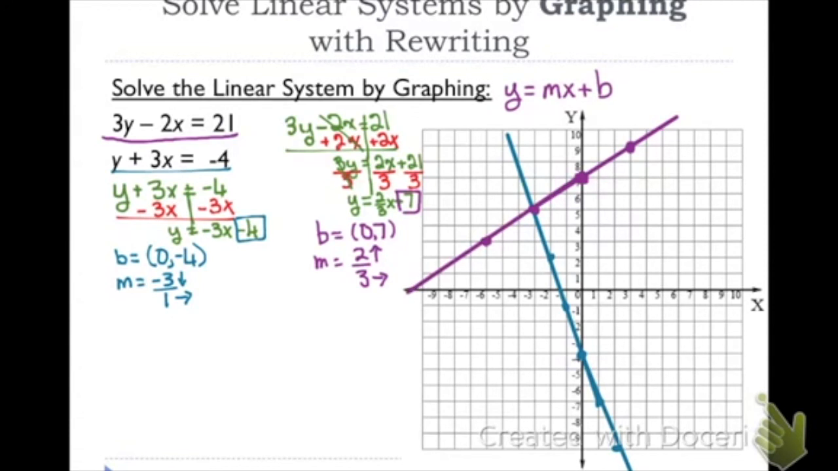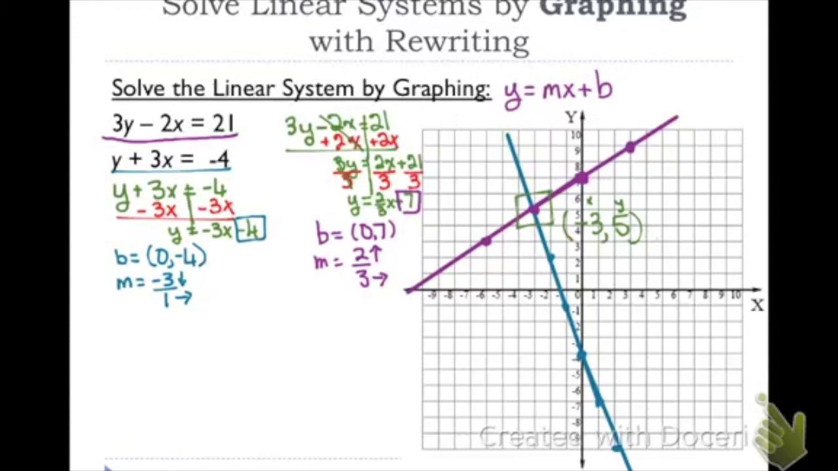Now, I can look at my two graphs, and I can say, where do they intersect? And they seem to be intersecting right here at this point. And that point is negative 3 as my x value, and 5 is my y value. So now let's go over and check this algebraically to make sure that this point really is the point of intersection.